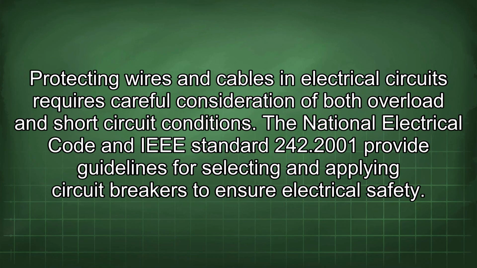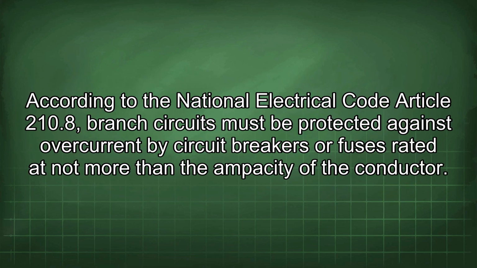Protecting wires and cables in electrical circuits requires careful consideration of both overload and short-circuit conditions. The National Electrical Code and IEEE Standard 242-2001 provide guidelines for selecting and applying circuit breakers to ensure electrical safety. According to the National Electrical Code Article 210.8, branch circuits must be protected against overcurrent by circuit breakers or fuses rated at not more than the ampacity of the conductor.